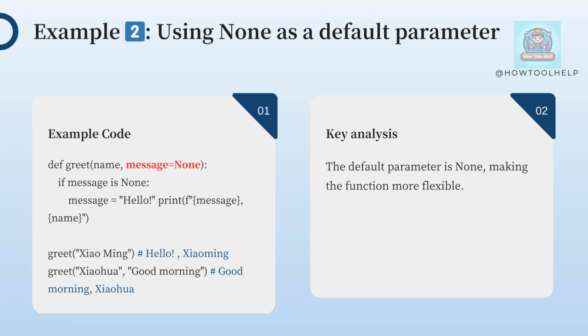Example 2. Using None as a default parameter. Next is the second example, using None as a default parameter. Here, the default value of message is None. When no parameter is provided, the function will use the default message hello. This design makes the function more flexible, and users can choose whether to provide a custom message.